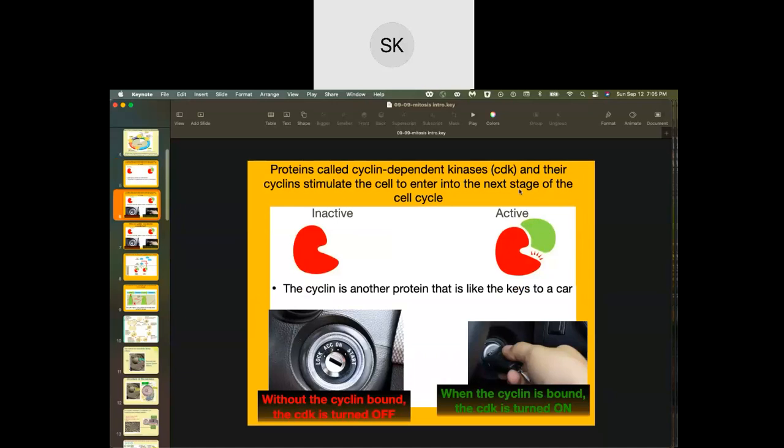And so I compare this to a car where you can have a car present, but the car is not going to be active unless you have the key to start the car. And that's very much like how a CDK might be present, but it's not active unless you have the cyclin that can activate it.